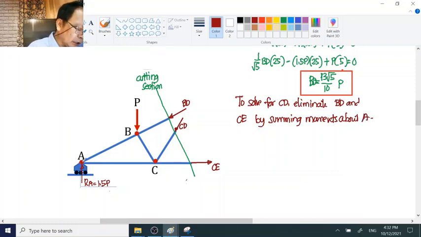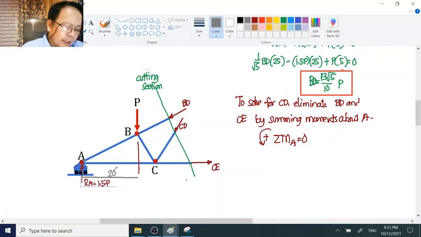Dito tayo magte-take ng moment, that is summing up moment about A equal to 0, and we consider again that counterclockwise will be positive. Okay, so ano ngayon ang magiging moment arm niya? Ang makikita na lang natin force RA will also be eliminated. Matitira na lang force itong P na kung saan ang kanyang moment arm ay itong distance na ito na 20.